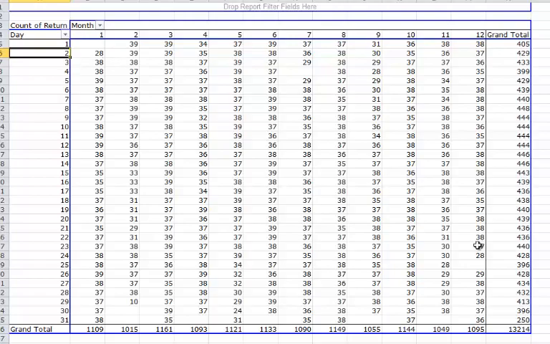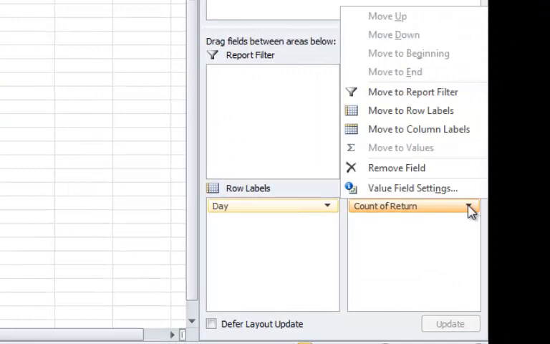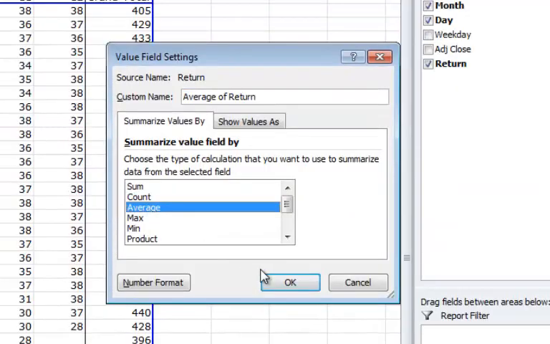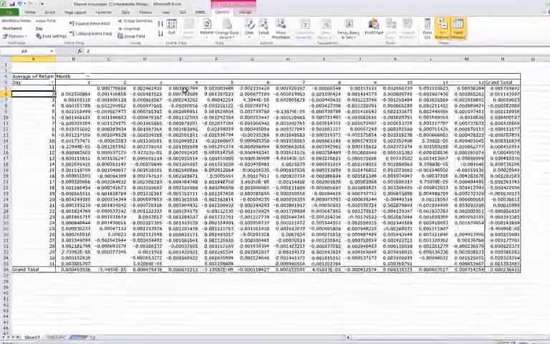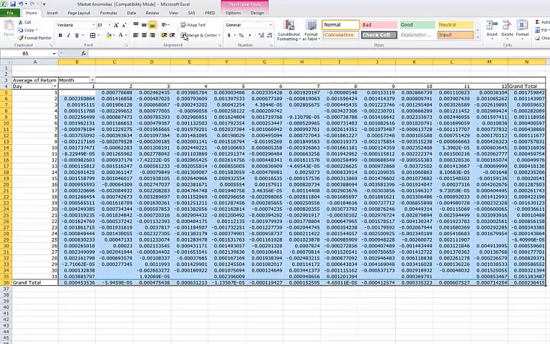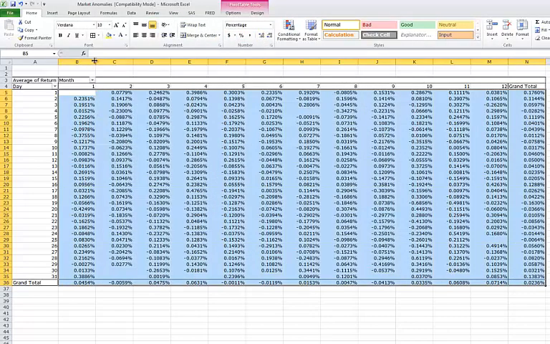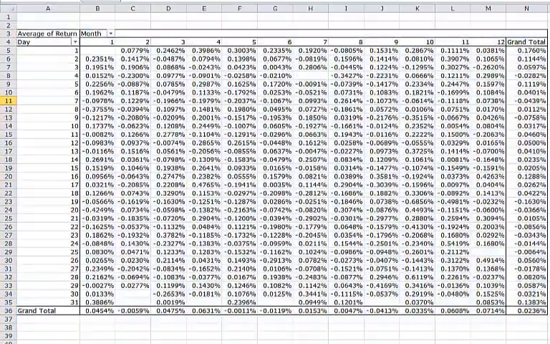I don't really want to know the number of observations. What I want to know is what the average return is. So go right here to value field setting and go to average. Click OK and then get out of that. Now we want to format this as percentages. And we could shrink this down a little bit so it's a little bit tighter on the screen.